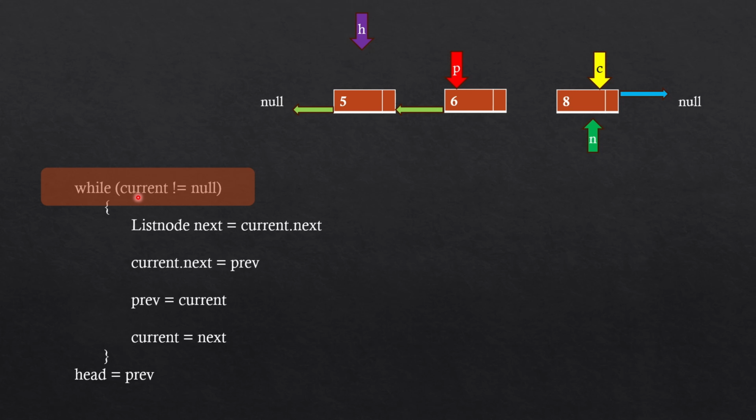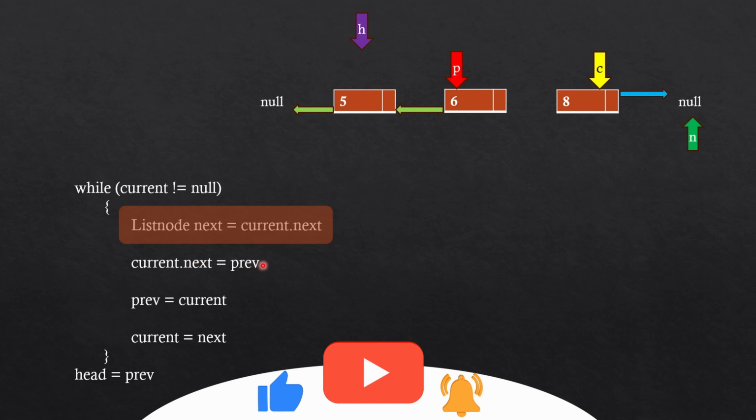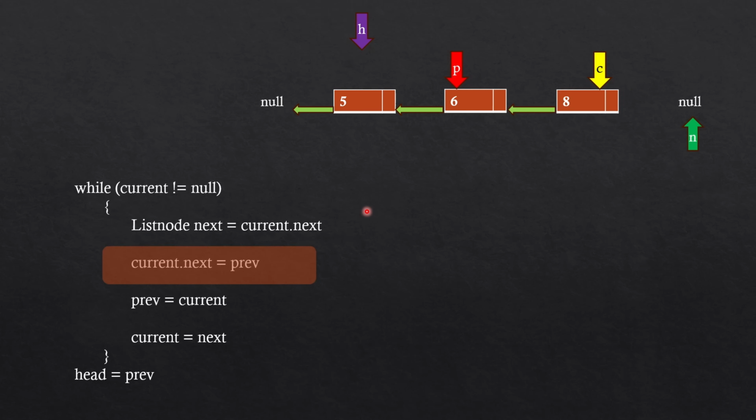And now let's try to understand. So as you can see, we are again checking while current is not equal to null. Yes, our current is not equal to null. Again, we will update our next with the current dot next. So the next of current was null, right? And we have updated next with this one. And now we will update the next of our current with the previous. So we are pointing the next of the current to the previous. Okay. So this is how it looks like.